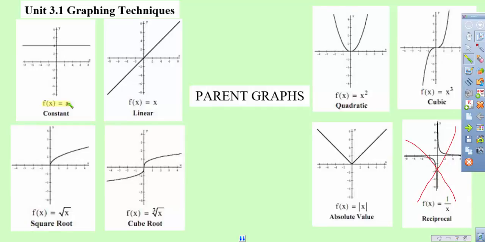So remember that y, or that's f of x equals a. That could also be said as y equals a. Just like this would be y equals x, and this would be y equals x squared, and so forth and so on. The f of x and y are synonymous. It's called a constant, called a linear, called a quadratic, called a cubic, square root, cube root, absolute value, reciprocal. Okay, once again, these are the parent functions.